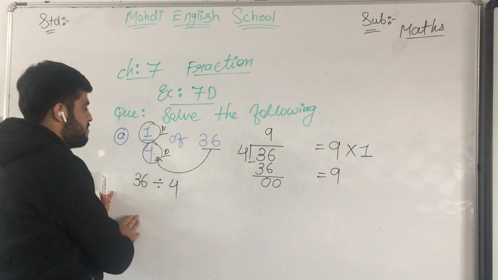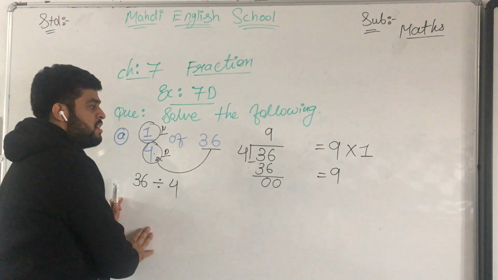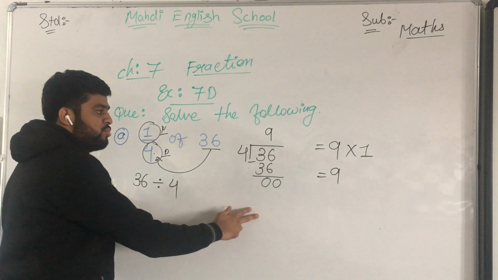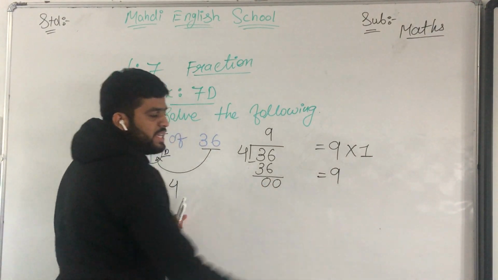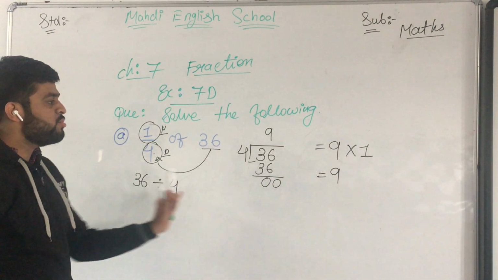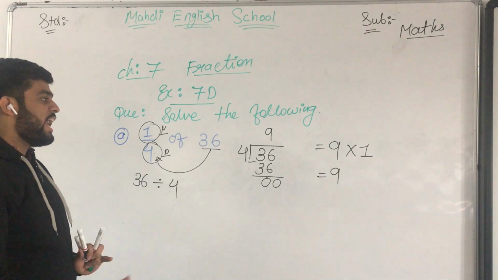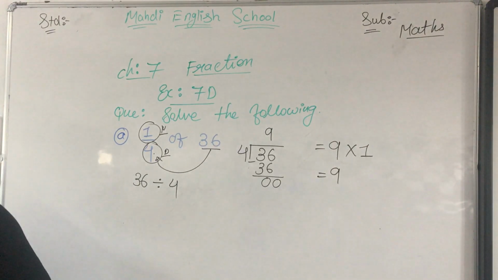Now this is your example number 1, question number 1. Like that we are going to do both steps. Step number 1 is division and step number 2 is multiplication. We are going to do it like that. Again I repeat, my dear students.